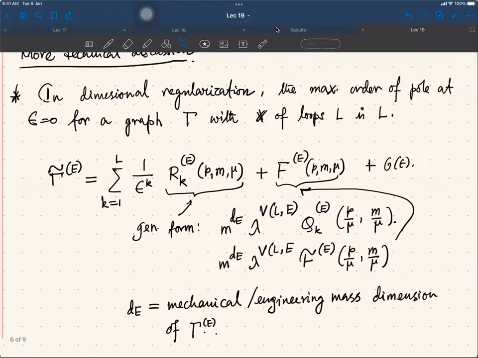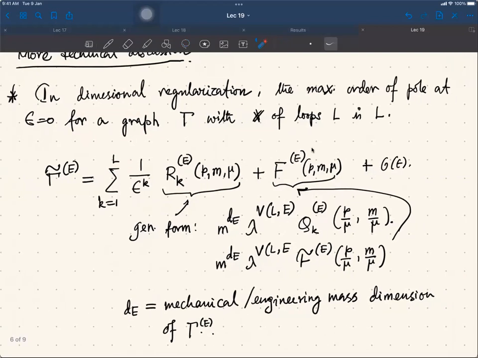Now, let us first look at this statement, why the maximum power of 1 over epsilon is L for an L loop diagram. Basically, the reason is that for each extra loop, when you add an extra loop, it increases the power of 1 over epsilon, if it is a divergent loop. So let me argue that in the next part.